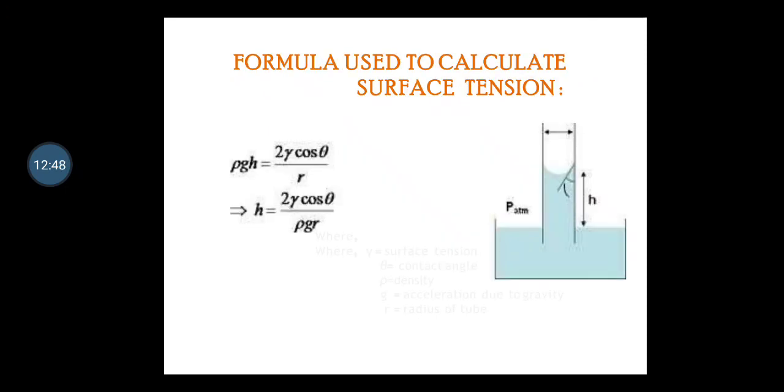So the formula used to calculate the surface tension is rho g h = 2 gamma cos theta / r. When rho g is moved to the denominator, the equation changes to h = 2 gamma cos theta / (rho g r).